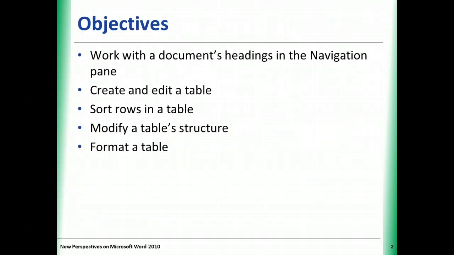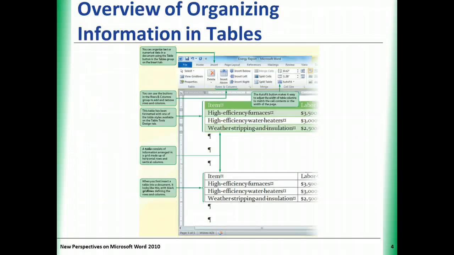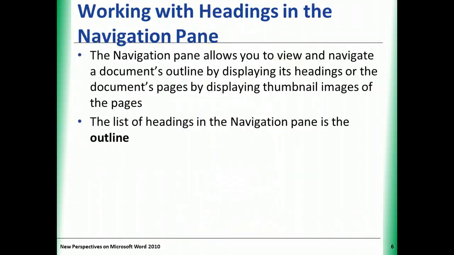So again, this chapter goes over editing, doing some more advanced editing, adding tables to a document, modifying a table, formatting a table. One of the things you find a lot in documents that you need is setting tab stops. We'll go over that tonight. We'll also go over creating footnotes and endnotes. We'll look at the SmartArt graphic. We will not go into dividing a document into sections. That's too long of a section to go into, but we'll go into SmartArt graphic, headers and footers, cover page. So I'm going to jump right into content here.